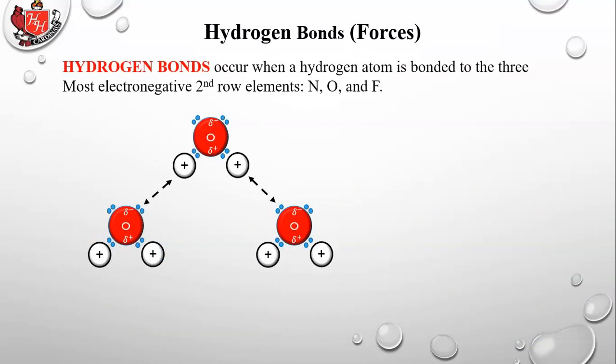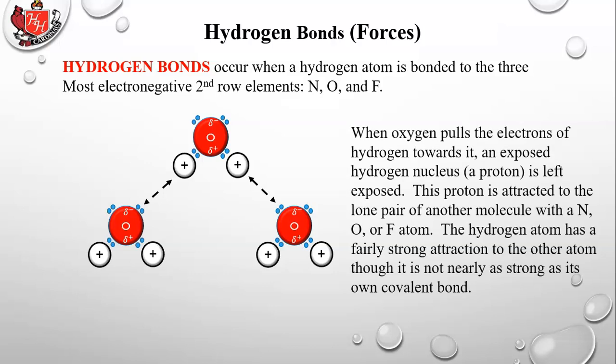Hydrogen bonds occur when a hydrogen atom is bonded to the 3 most electronegative second row elements, nitrogen, oxygen, and fluorine. When oxygen pulls the electrons of hydrogen toward it, an exposed hydrogen nucleus, that's a proton, is left exposed. This proton is attracted to the lone pair of another molecule with a nitrogen, oxygen, or fluorine atom. The hydrogen atom has a fairly strong attraction to the other atom, though it is not nearly as strong as its own covalent bond. So it's not going to be pulled away from its own molecule.